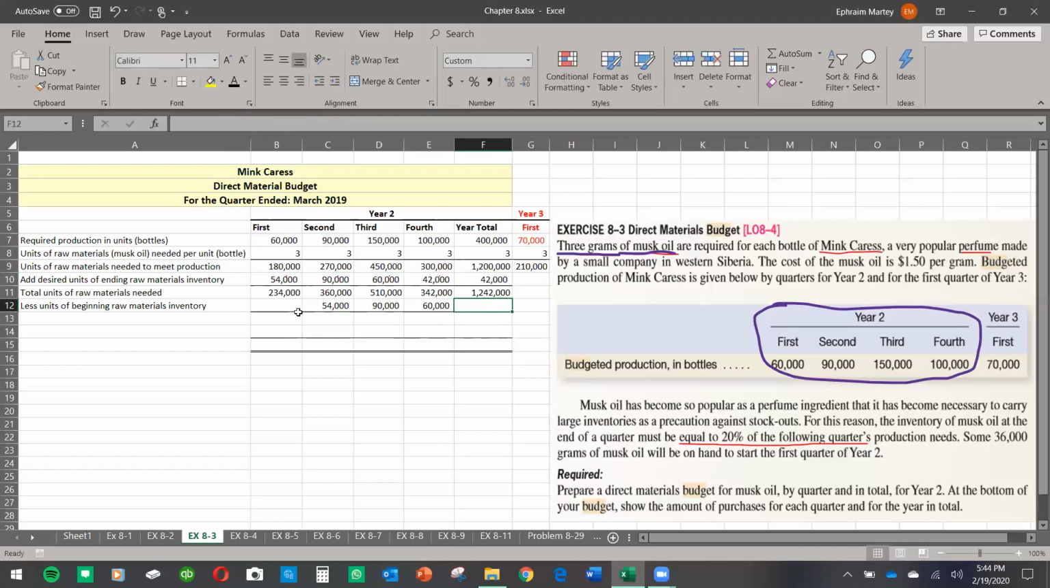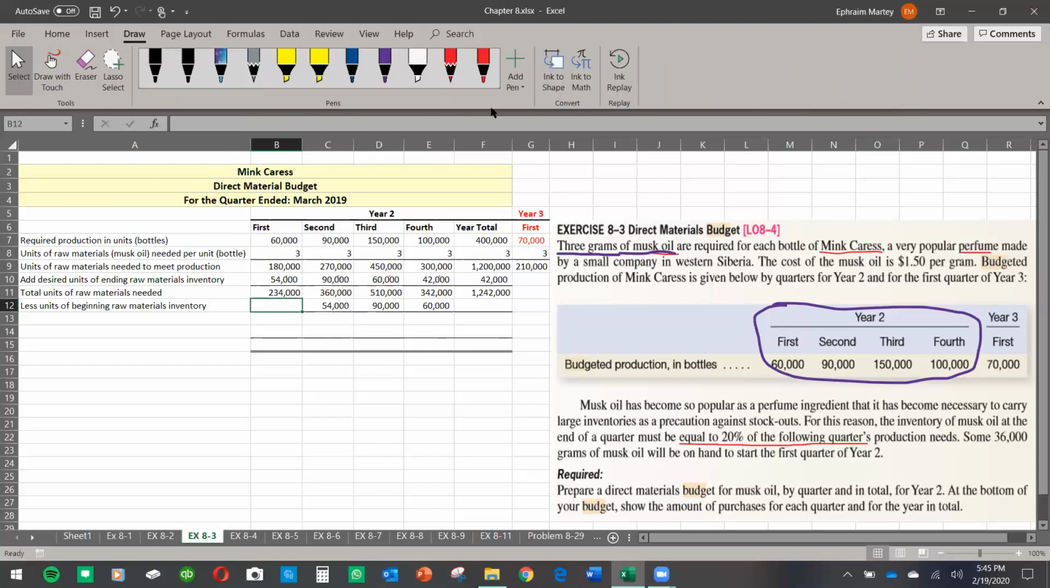Okay. But what about the first quarter? What about the first quarter? We have been given it here, and it says, but I will show you how to do it if you were not given. It says some 36,000 grams of musk oil will be on hand to start the quarter of year 2. Since we have been given, let's put it there, 36,000.